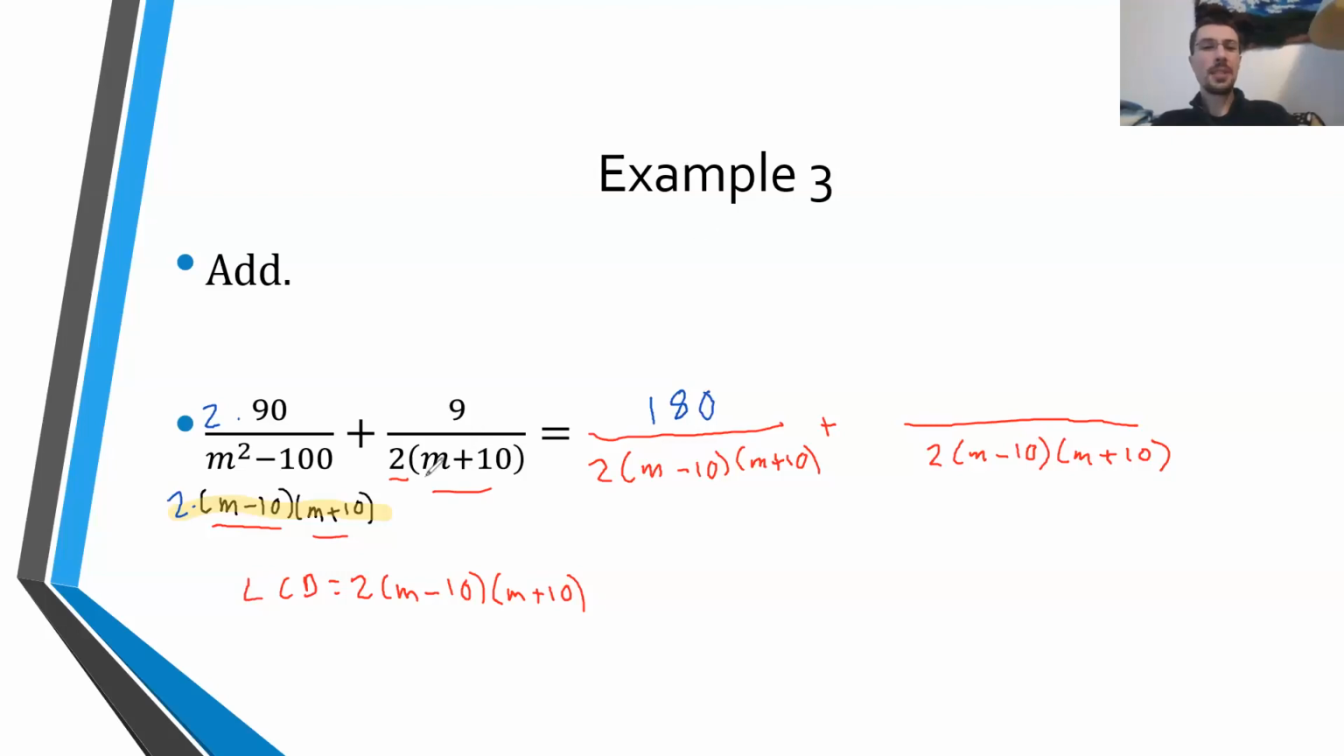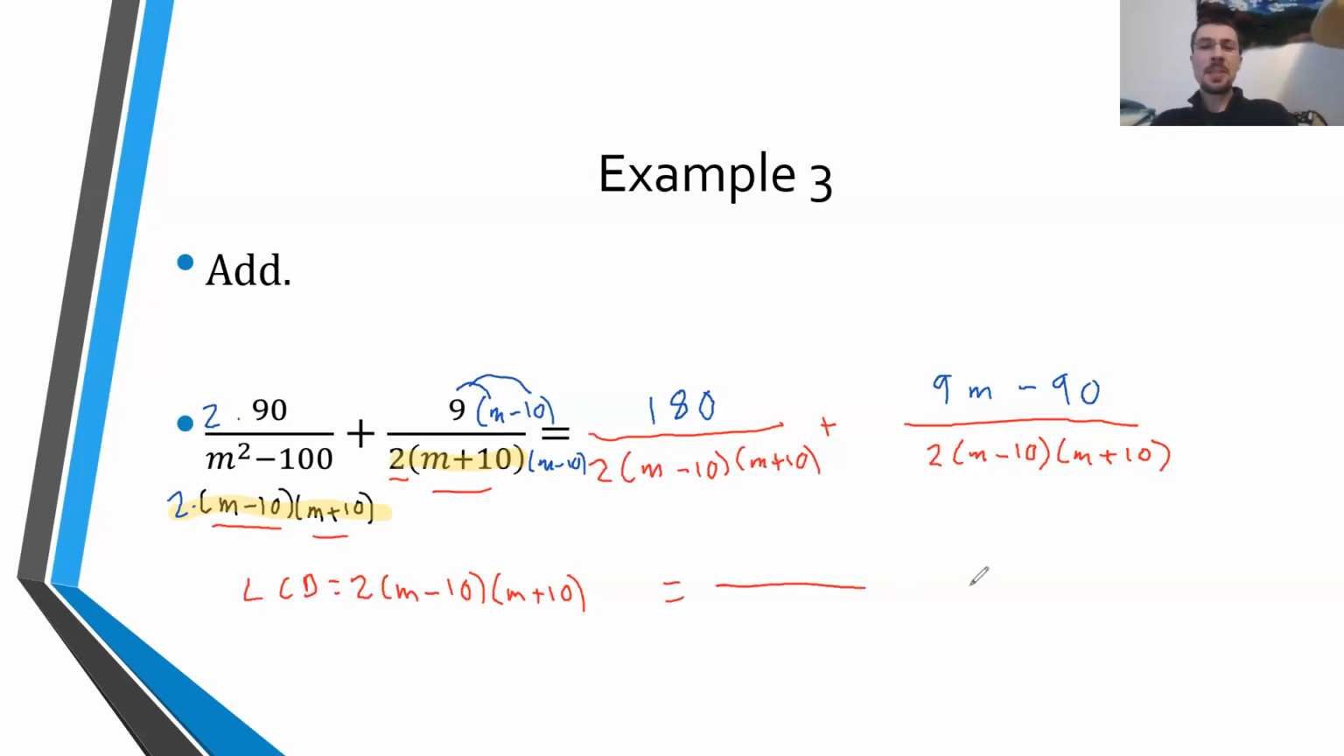What's the second fraction missing from the LCD? The second fraction is missing the m minus 10. So we want to multiply the top and the bottom of the second fraction by m minus 10. Distribute the 9 to get 9m minus 90.